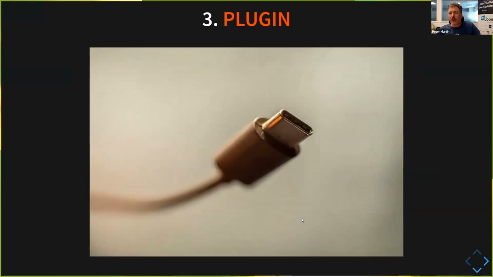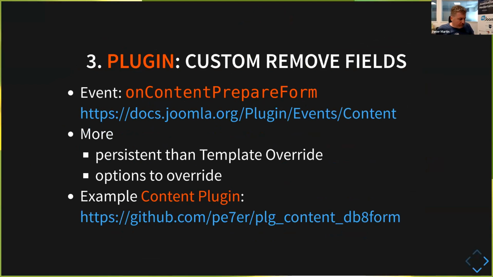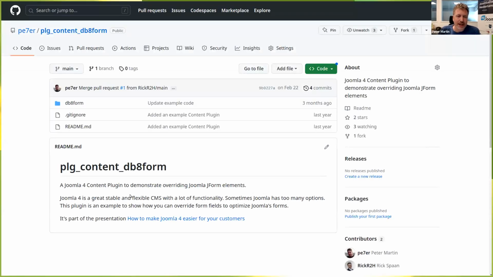The third option is plugins. It's a bit difficult, but people who know a bit of code can create plugins themselves. There is documentation on the Joomla website about it, and these are more persistent than template overrides because you don't override them. So I created an example plugin called plg_content_db8form, and you can see it on GitHub. It's a plugin.